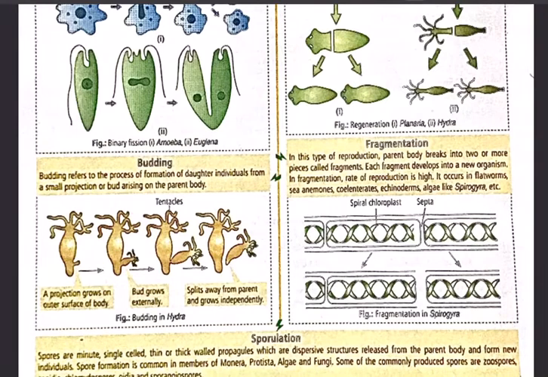So in this type of reproduction, the parental body breaks into two or more pieces called fragments. Each fragment develops into a new organism. In fragmentation, the rate of reproduction is high. It occurs in flatworms, sea anemones, coelenterates, echinoderms, and remember, algae. In algae also, like Spirogyra. He is giving the picture of the fragmentation process in Spirogyra.